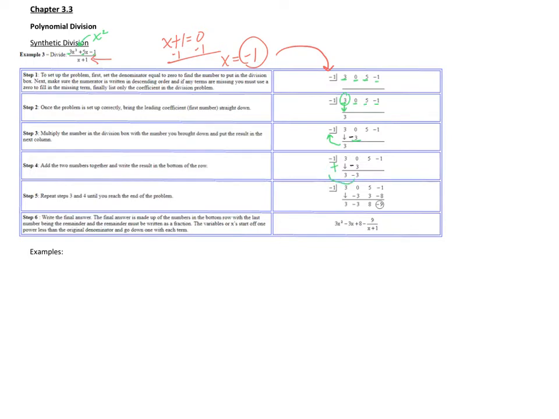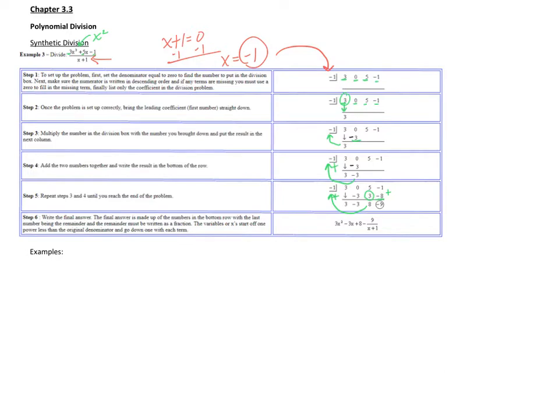Take that -3 now, multiply by a -1, which gives me my 3. Add those numbers together. 8 times -1 gives me my -8. Add those numbers together. That gives me my -9. So I'm going to do that process of multiplying by what's under the line to what's in the corner and adding going down. I'm going to do that all the way until I've run out of numbers.